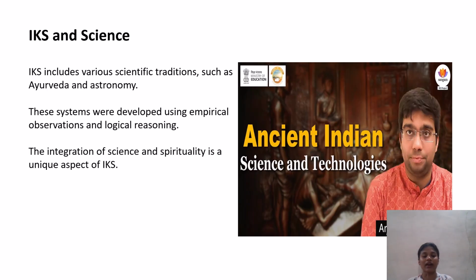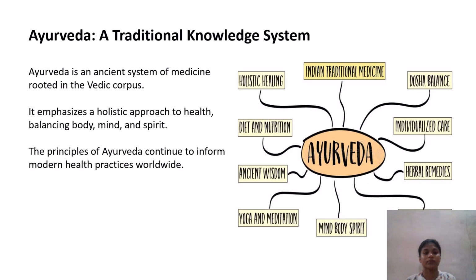IKS and science. IKS includes various significant traditions such as Ayurveda and astronomy. These systems were developed using empirical observation and logical reasoning. The integration of science and spirituality is a unique aspect of IKS. The Indian knowledge system encompasses knowledge developed across the expanse of India. It includes mathematics, science and technology, medicine, astronomy and architecture.